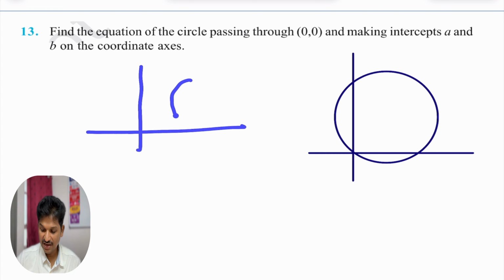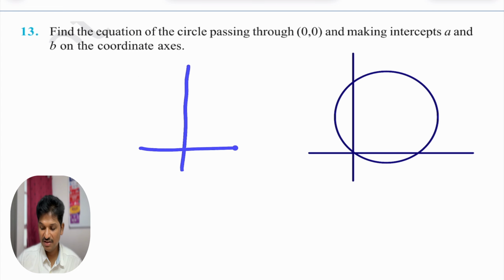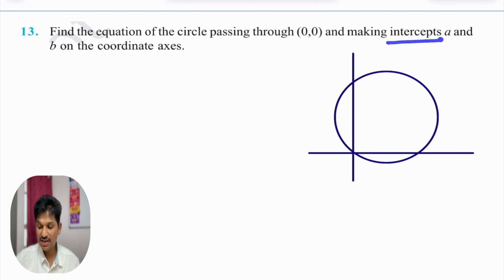Suppose the circle is like this. That means this circle is touching the x-axis. In this case, we say that x-intercept is 0. Right? If the diagram is like this, in this case, the circle is touching the y-axis, what is the y-intercept of this circle? Y-intercept of this circle is 0. Right? In this question, what they are saying is, this circle makes intercepts A, B on coordinate axis.